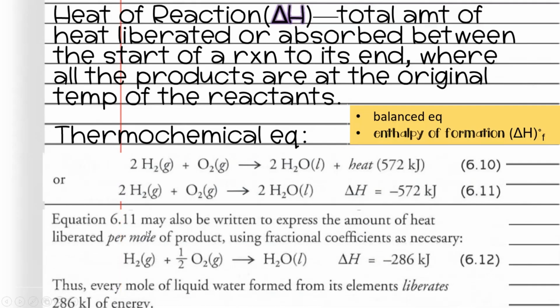Equation 6.11 may also be rewritten to express the amount of heat liberated per mole of product using fractional coefficients as necessary. So here it's been divided by 2, so it only makes 1 mole of water rather than 2, and this amount has been divided by 2 as well. So delta H here is negative 286 kilojoules. Thus, every mole of liquid water formed from its elements liberates 286 kilojoules of energy. So it gives it off. So it's an exothermic reaction.